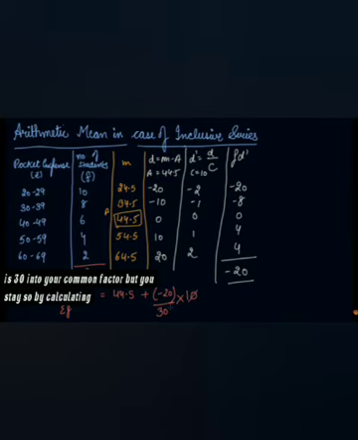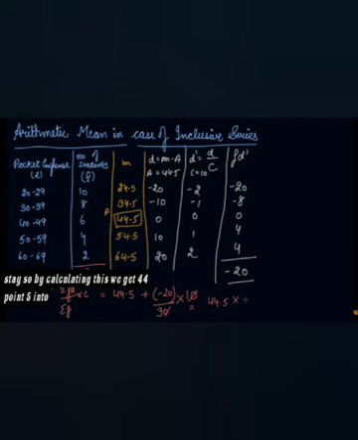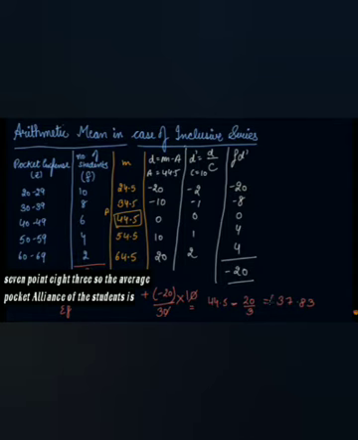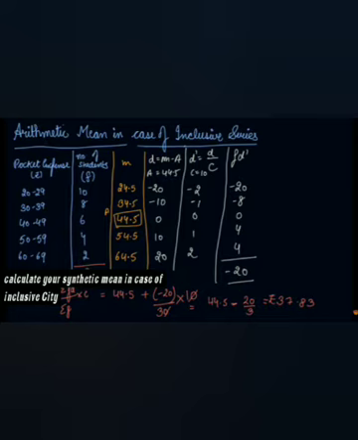So by calculating this, we get 44.5 minus 20 by 3, sorry, this is minus, not into, which will be 37.83. So the average pocket allowance of the students is rupees 37.83. So this is how you calculate your arithmetic mean in case of inclusive series.